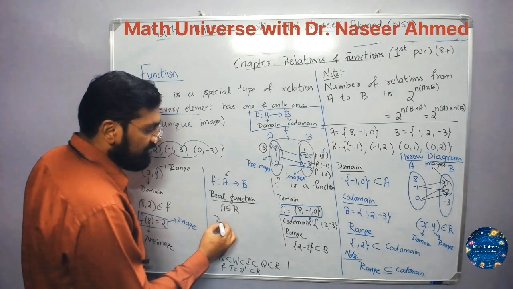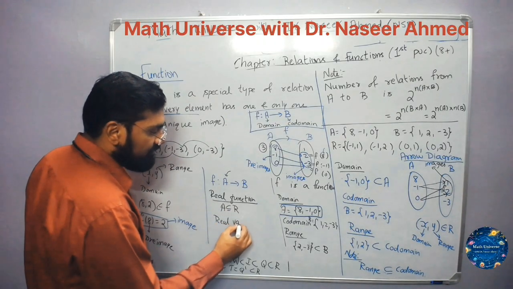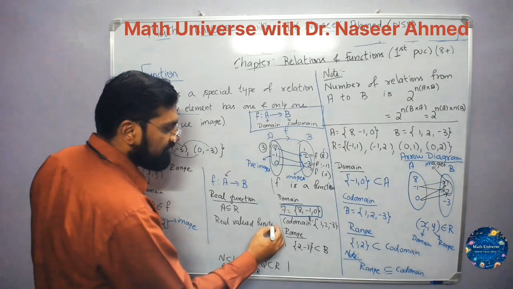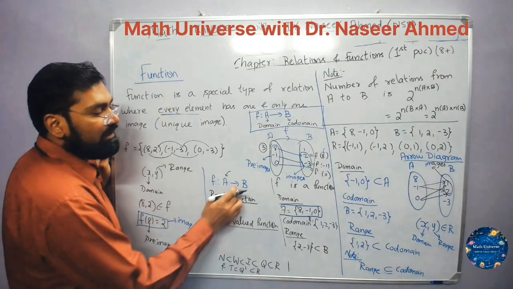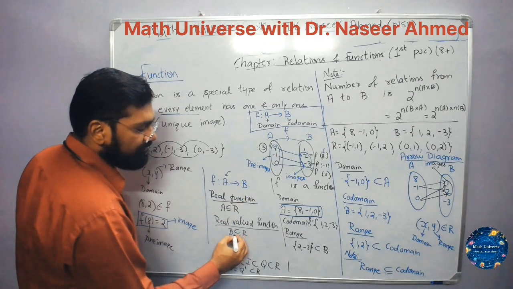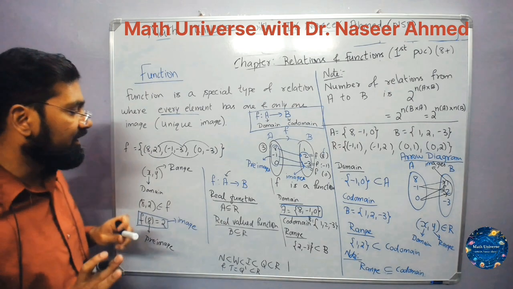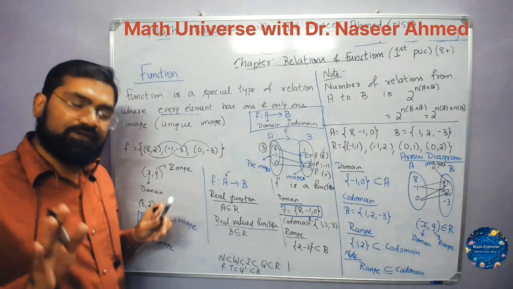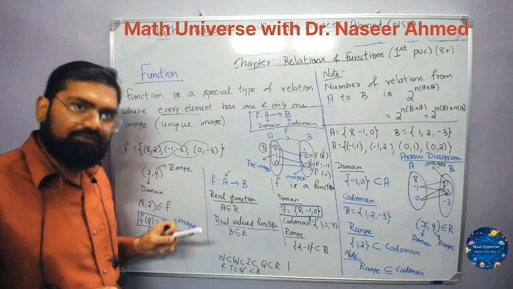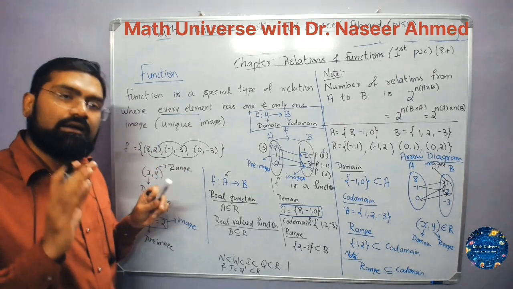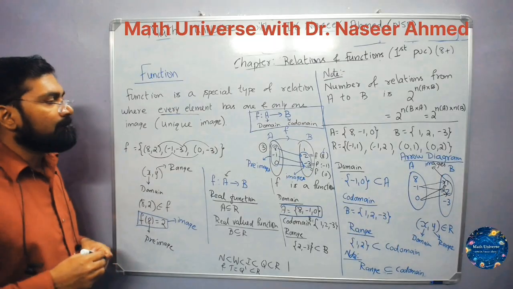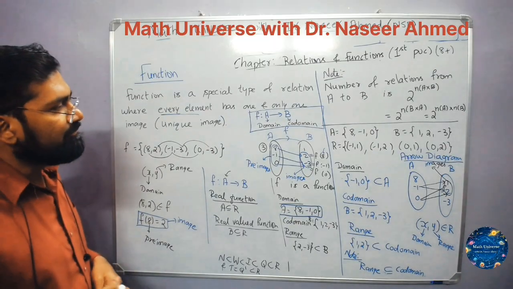One more is real valued function. When do we say it is a real valued function? Again, if F is a function from A to B, whenever the codomain is a subset of real numbers or the set of real numbers, then it is a real valued function. Throughout our first PUC, except complex numbers, all the mathematical numbers will be under real numbers only. Okay? Fine. Let us take one last example.